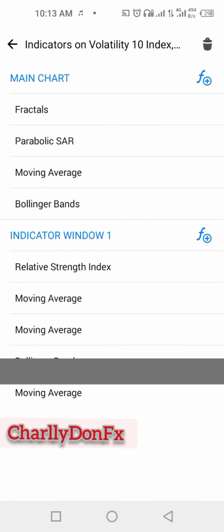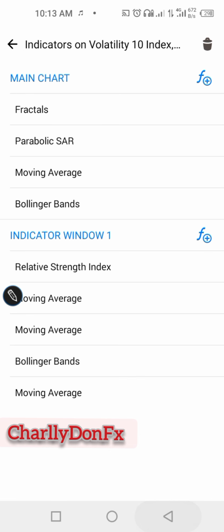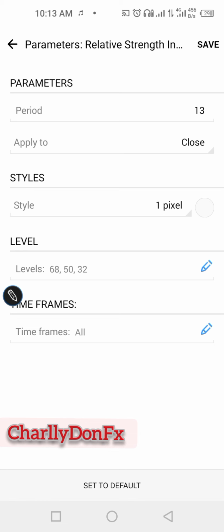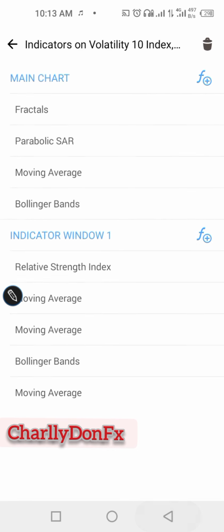So we head over to our indicator window 1. We have our relative strength index. First of all, the parameters are period 13, apply to close. The size is 1 pixel. You choose the color of your chart background. So in our levels, you click on here. The first one is 68, which is overbought. The next one is 50, and the other one is 32, which is oversold. You choose the color of your choice, guys.